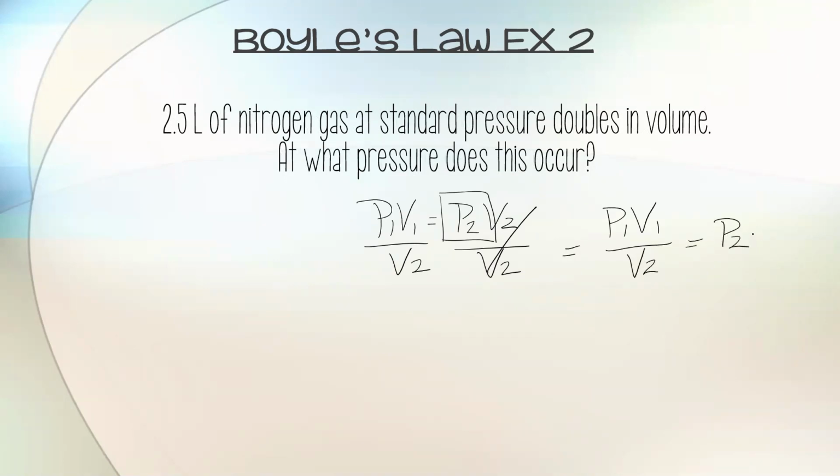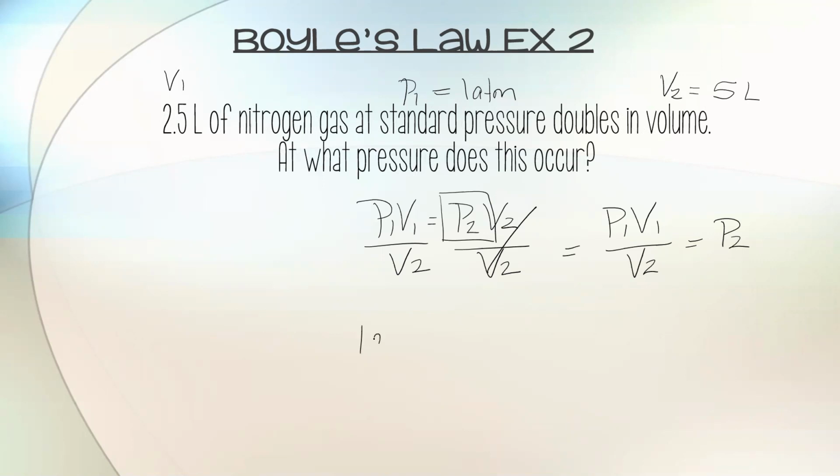Now I need to figure out my numbers. So 2.5 liters is V1 at standard pressure. So we know this is P1, but there's no number there. Well, what's standard pressure? Standard pressure is 1 atm. Remember STP. I don't have to give you that numerical value. You should know that standard pressure is 1 atm. And then it says it doubles in volume. So I started with 2.5 liters. I'm doubling that. So V2 is 5.